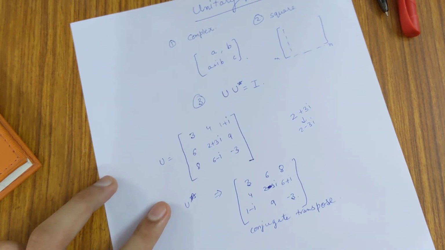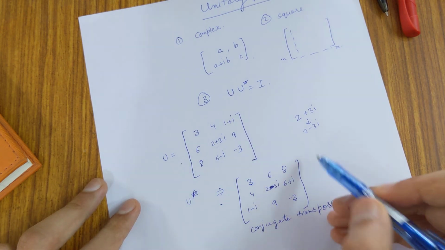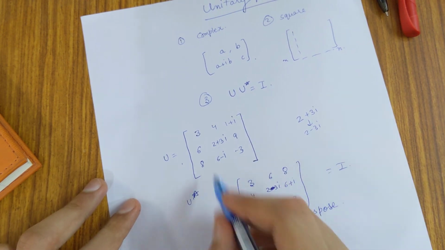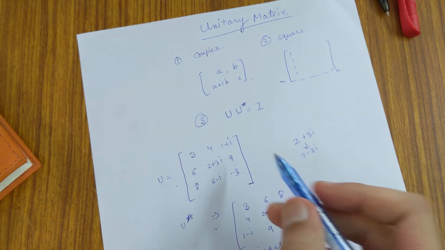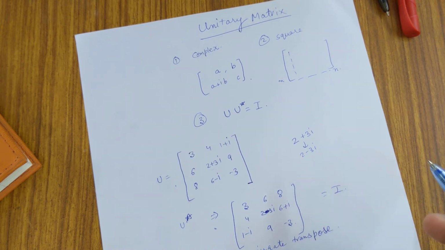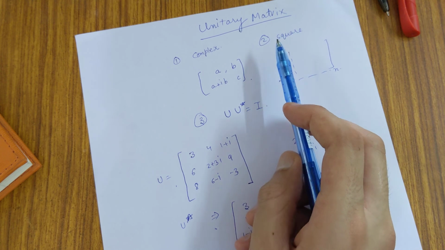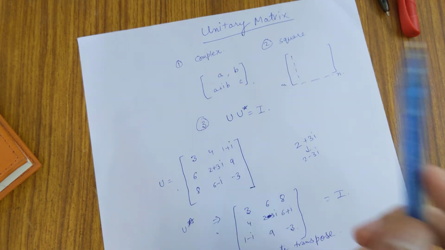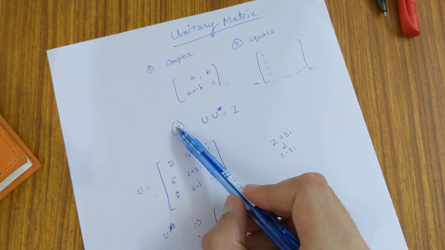So if we multiply both of them, then it should be the identity matrix. That is, both the matrices are inverses of each other. Then it is called a unitary matrix. I have taken a random matrix here, so this multiplication need not be the identity matrix. They need not be inverses of each other. But in the case of a unitary matrix, they should be inverses of each other. That condition should also be satisfied, which is the third condition.